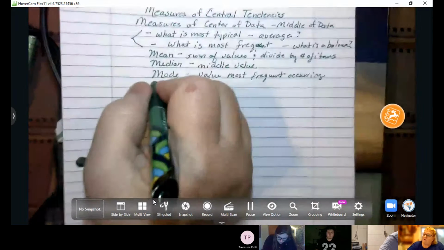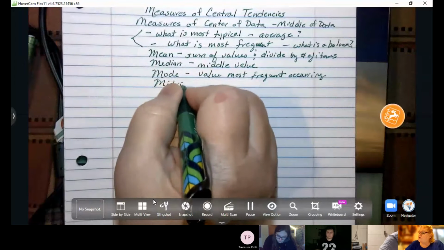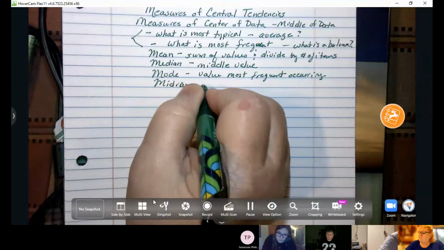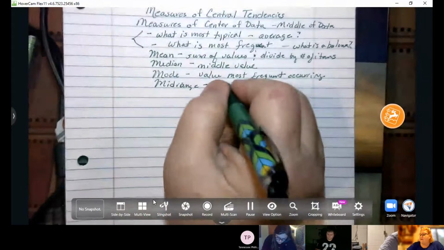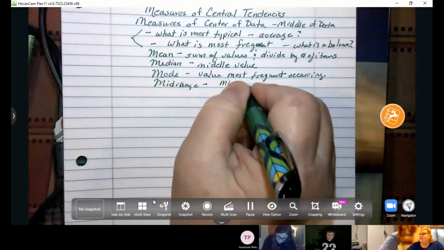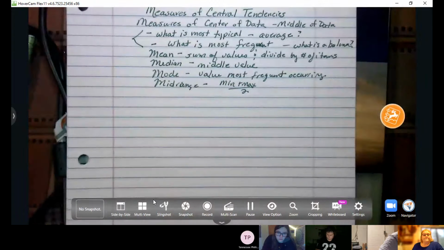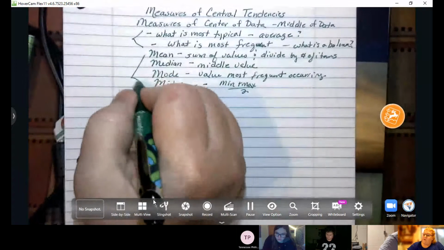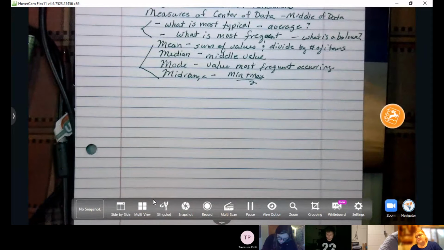One you may not have heard of before is mid-range. So that may be a new one for you. And this is just going to be your minimum value plus your maximum value divided by 2. So there are 4 values that constitute measures of central tendency.